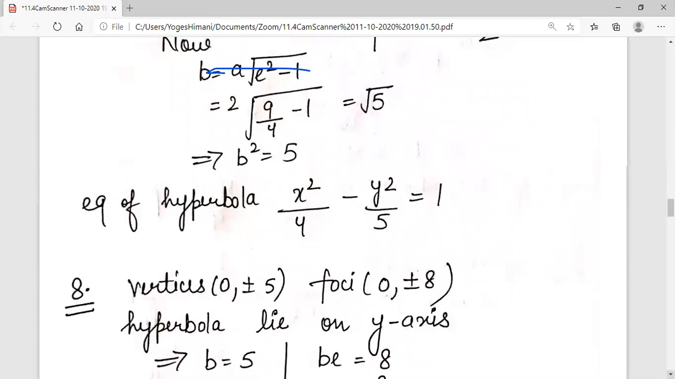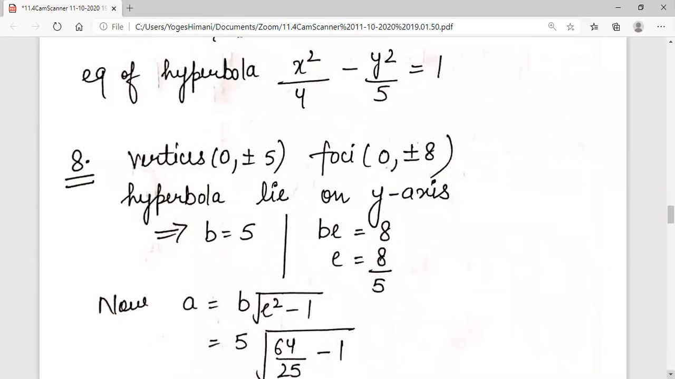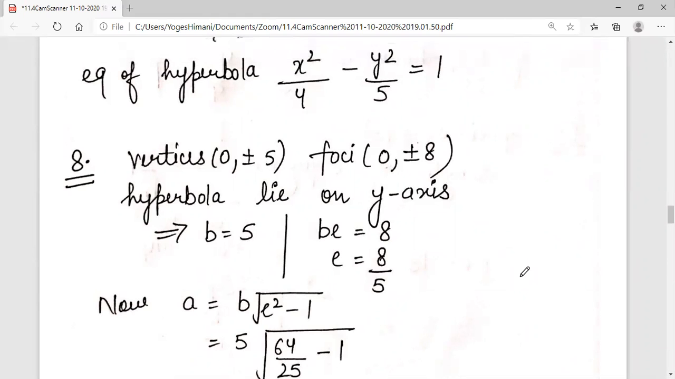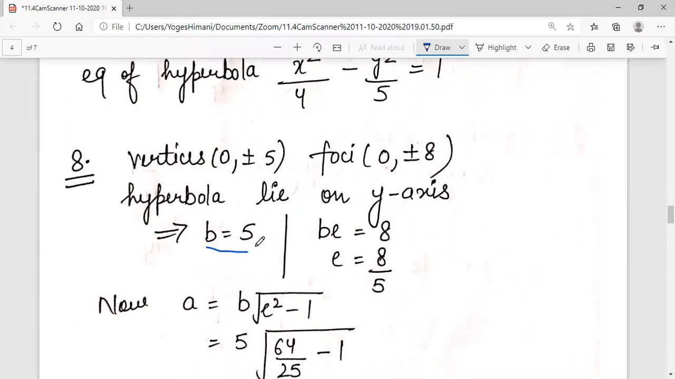Question number 8, this is also the same as the 7th question. What it says is 0, comma plus minus 5. Beta, with the vertex, it is clear your hyperbola is on which axis? Y axis, because the x coordinate is 0. Then what is the b value? 5. 5 is given. And what is be? That is 8. Put the b value.